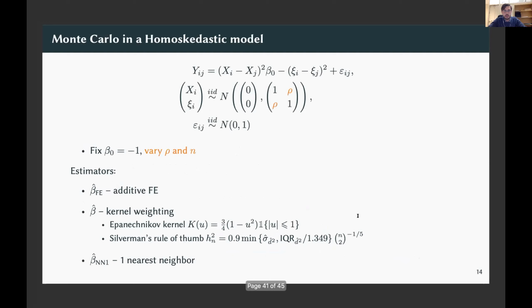Now, before concluding, I just want to show you quickly a simple Monte Carlo experiment. It's going to be a homoscedastic model, which features homophily based on both x's and xi. So beta naught is -1. And I allow my x's and xi's, the latent characteristics and observed characteristics, to be correlated. I'm going to compare the performance of the following estimators. The first is just the standard additive fixed effect estimator, ignorant about this latent homophily based on xi's. The second is my kernel-based estimator you just saw. And the third is the one nearest neighbor estimator.